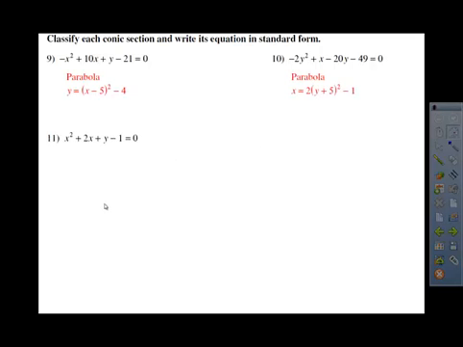Okay. Let's try this one. One squared variable, parabola. All right. This guy right here. We have two squared variables, so it's not a parabola. Two squared variables, and they're not opposite signs.